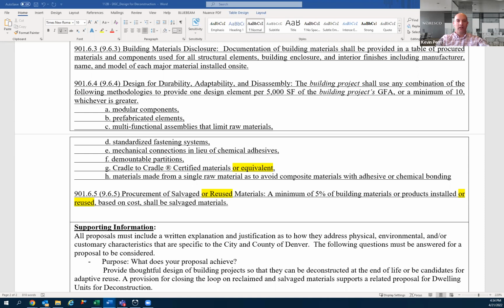Not seeing anything. Okay, so there is a motion to strike section 9.6.4 and 9.6.5 made by Cheryl via chat. Any discussion or a second on that? I second that. Okay, there's a second by Scott. Any other discussion?